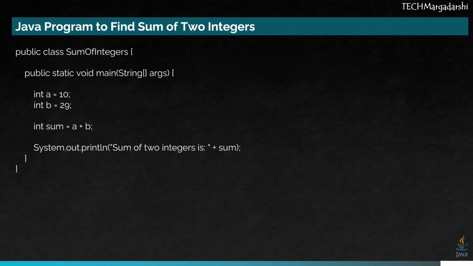Finally, we print the result using System.out.println. The output of this program will be sum of two integers is 39. This is one of the basic programs used to understand variables, arithmetic operators, and output statements in Java.